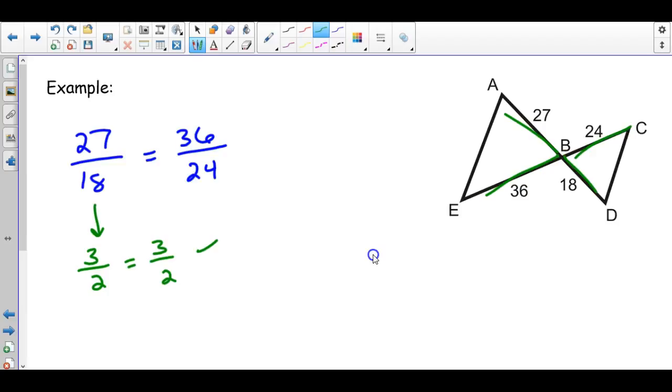And now I need the included angles to be congruent. And they are, because these two angles are vertical angles, and vertical angles are congruent. And those are my included angles here too.